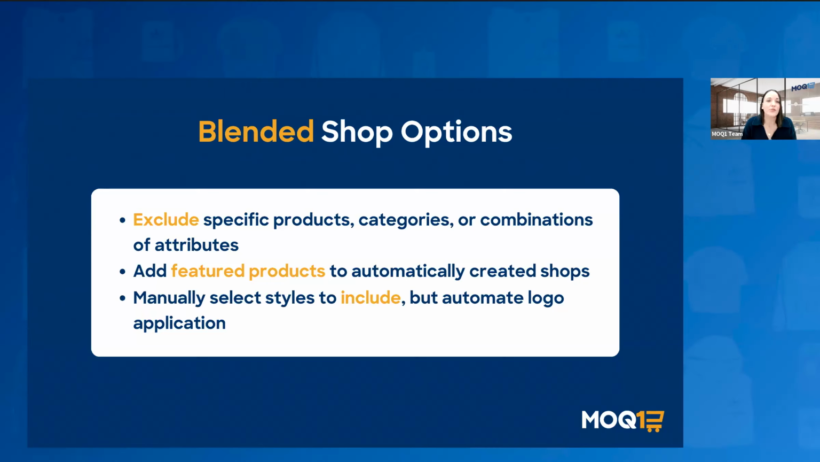The third option is to manually select styles to include in your catalog. So we're kind of flipping the strategy with this option. And this ensures that your product mix is fixed, but still empowers your customers to choose their favorite product and design combination before checking out. So these strategies for blended shops are ideal for businesses looking for a blend of personalized and automated approaches.